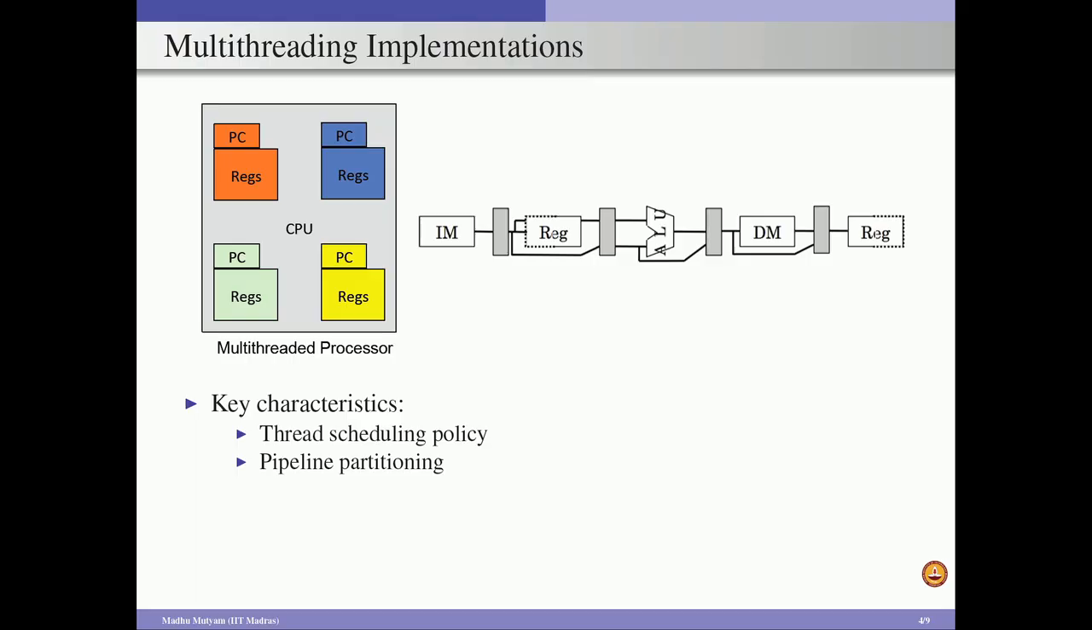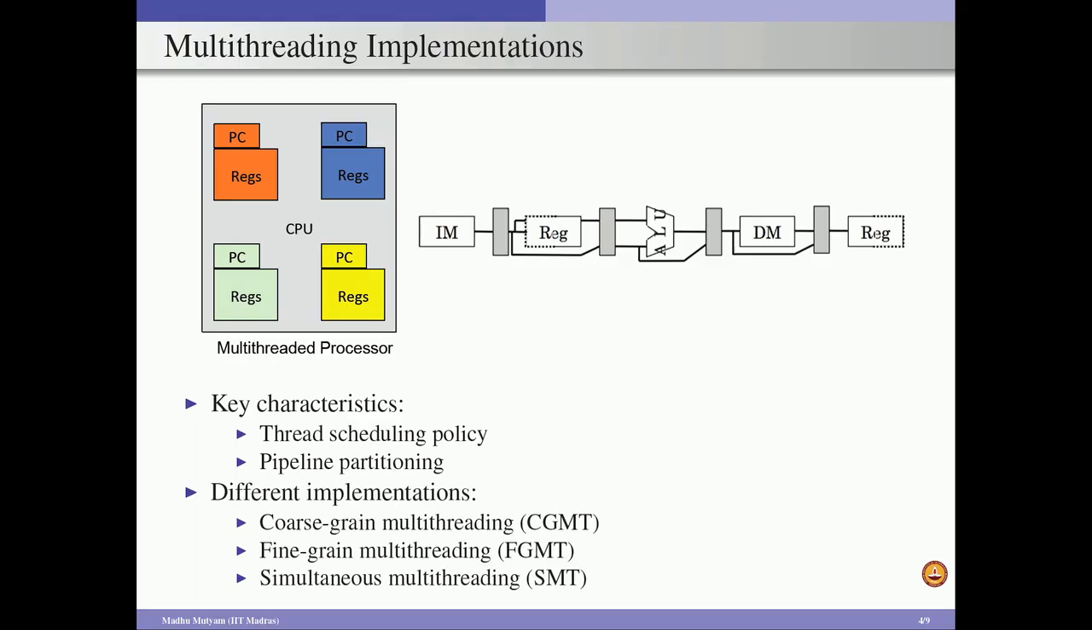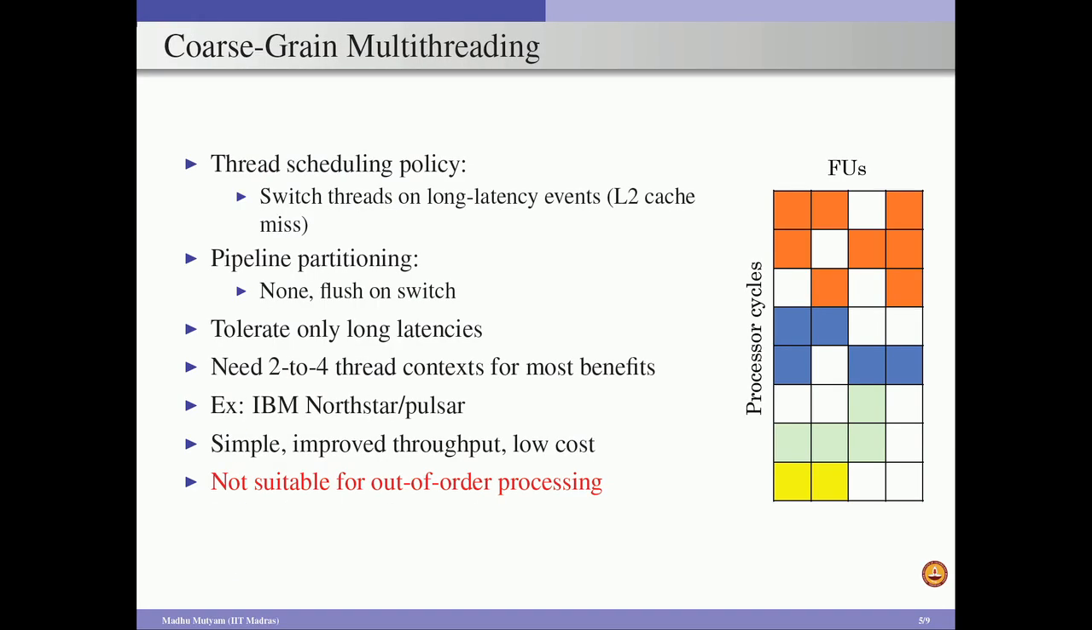So, once we have these key characteristics to decide on different types of multi-threaded processor design, we can consider 3 different designs. One is coarse grain multi-threading, CGMT, the second is fine grain multi-threading, FGMT, and finally, simultaneous multi-threading, SMT. We are going to discuss these 3 in detail in the coming files. So, we start with coarse grain multi-threading.